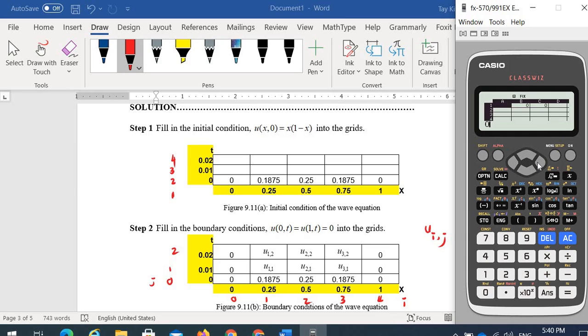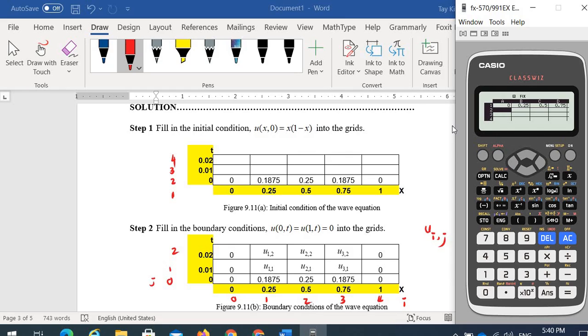A1 is 0, B1 is 0.25, C1 is 0.5, D1 is 0.75, and E1 is 1. So I fill in the x at row 1 in the spreadsheet.